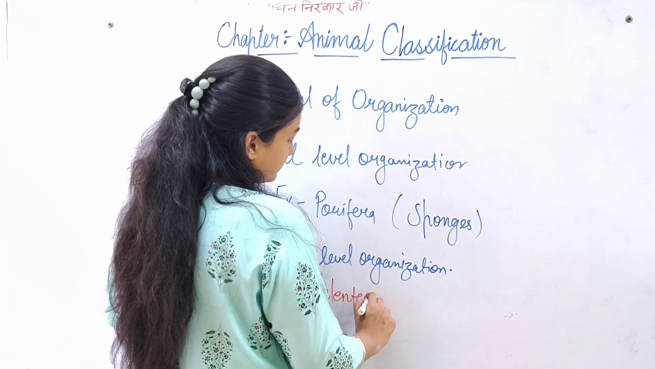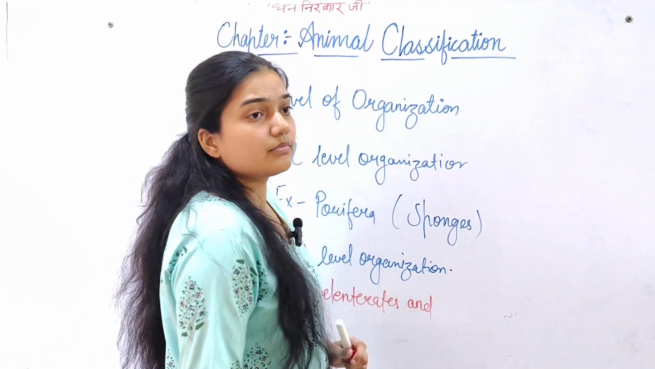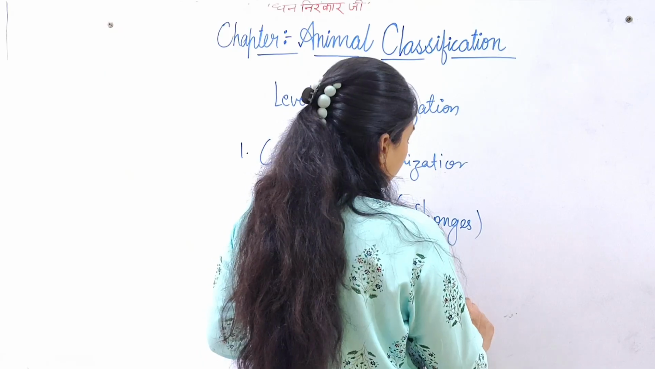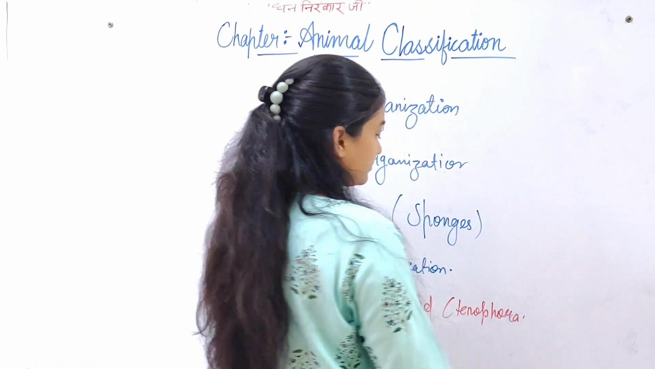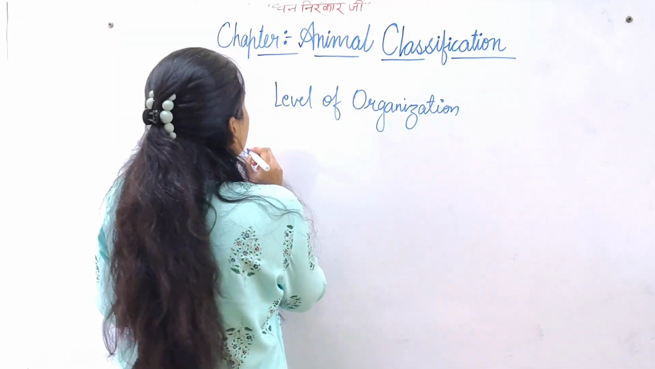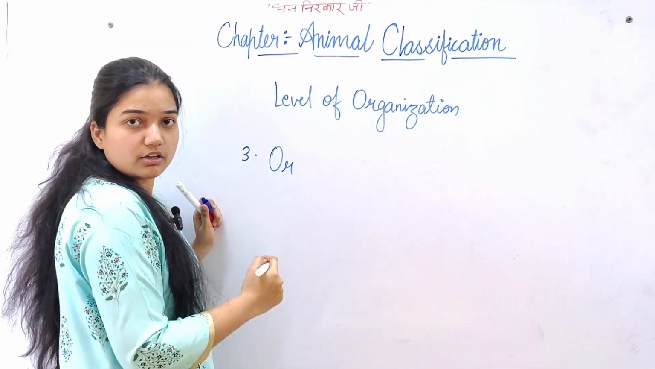Coelenterates and Ctenophora. Third one is organ level organization.